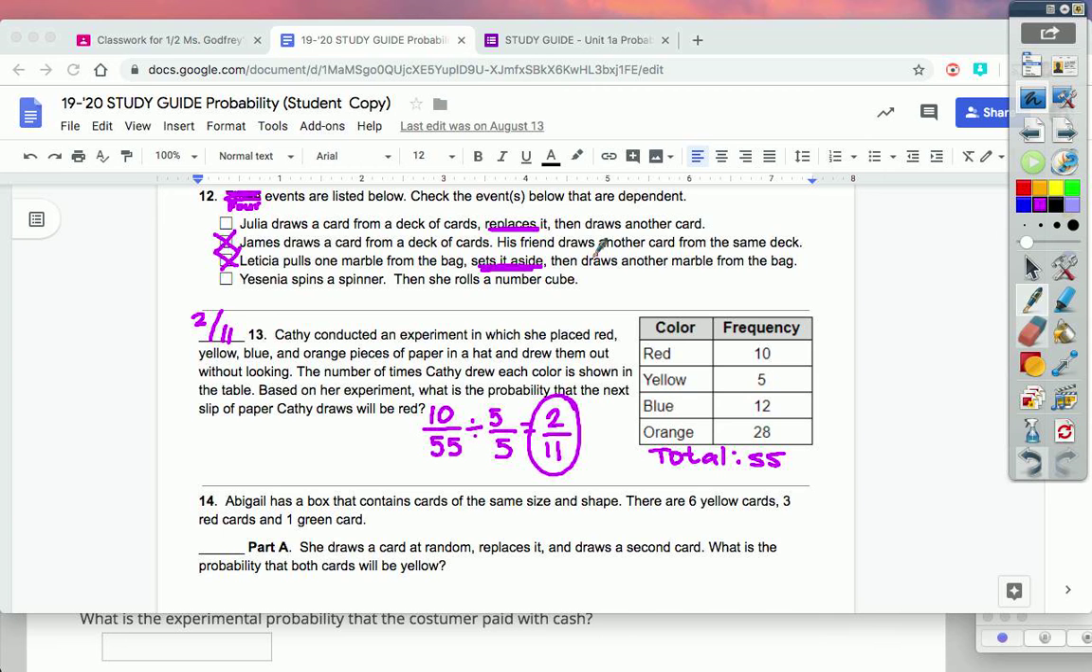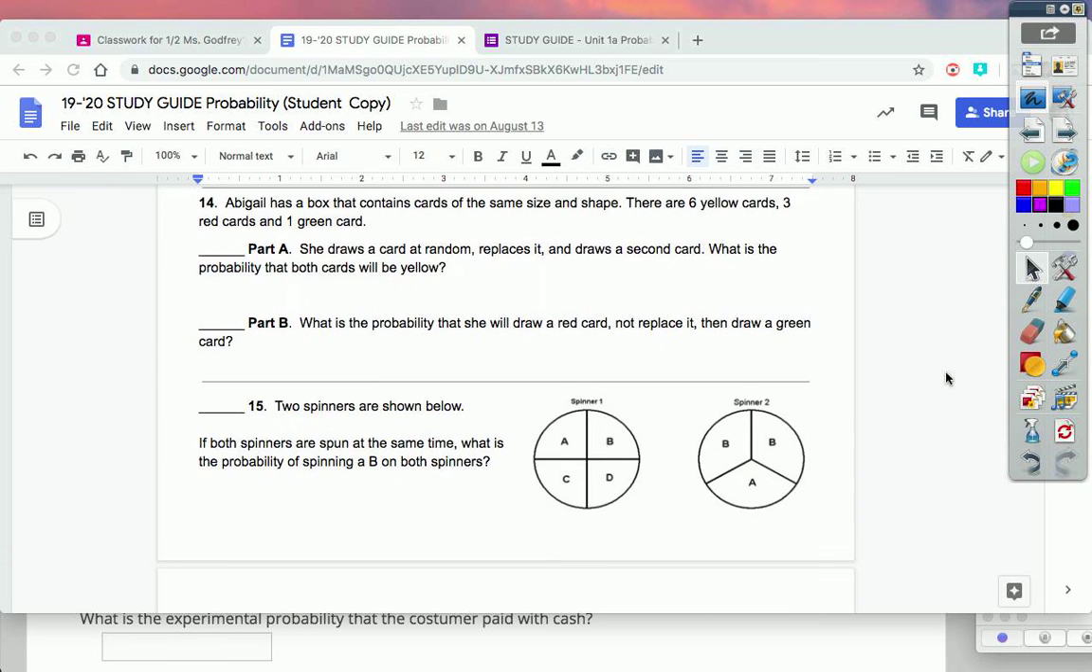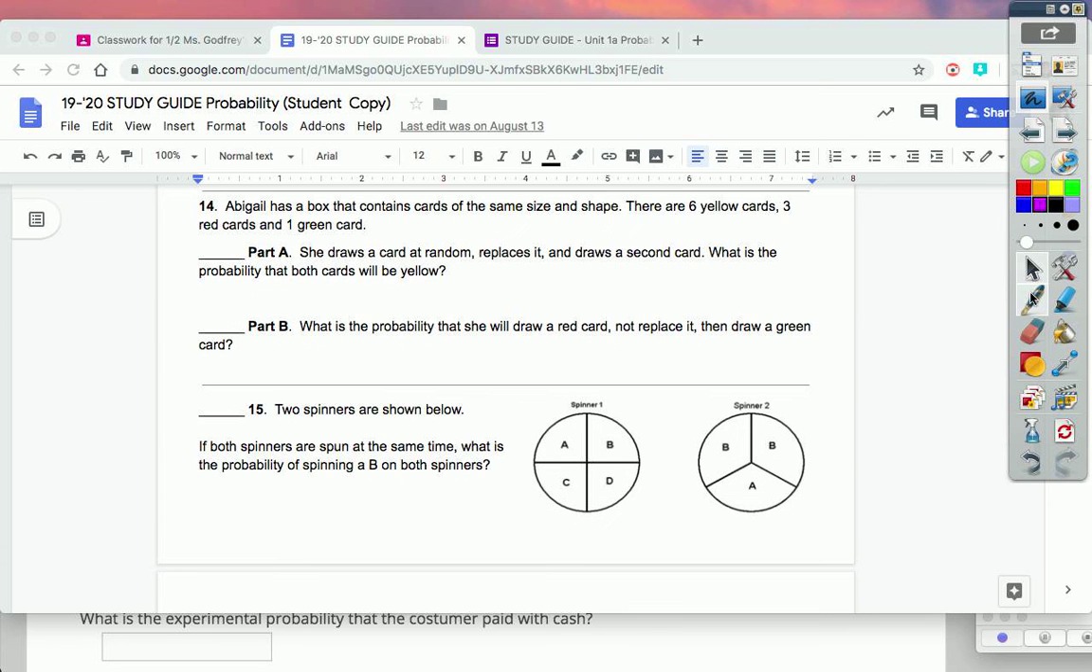Abigail has a box that contains cards of the same size and shape. There are 6 yellow cards, 3 red cards, and 1 green card. Part A says she draws a card at random, replaces it, and draws a second card. What is the probability that both cards will be yellow? The first thing I always do, same procedure every time, is to find my total. She has a total of 10 cards.